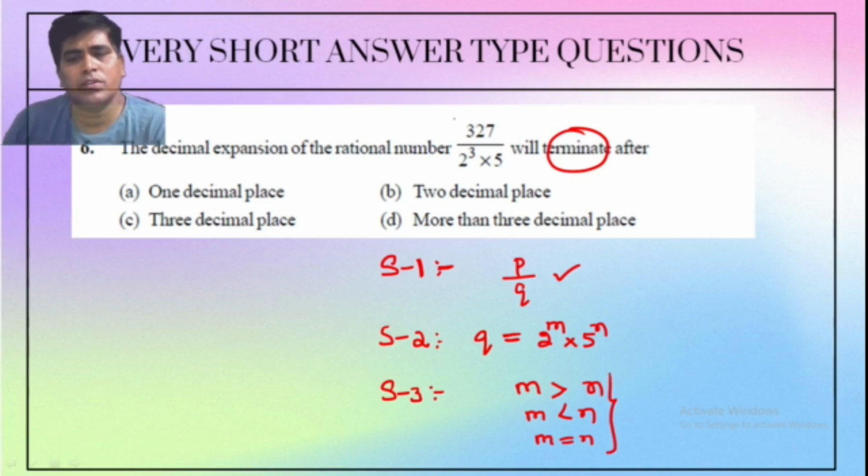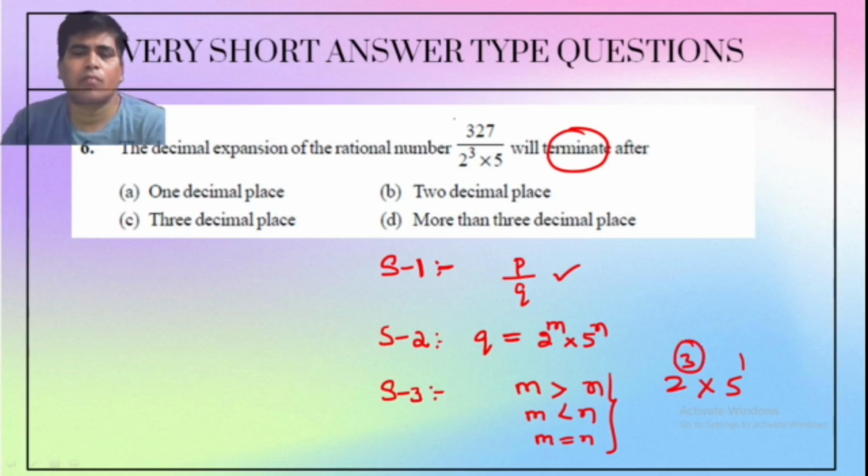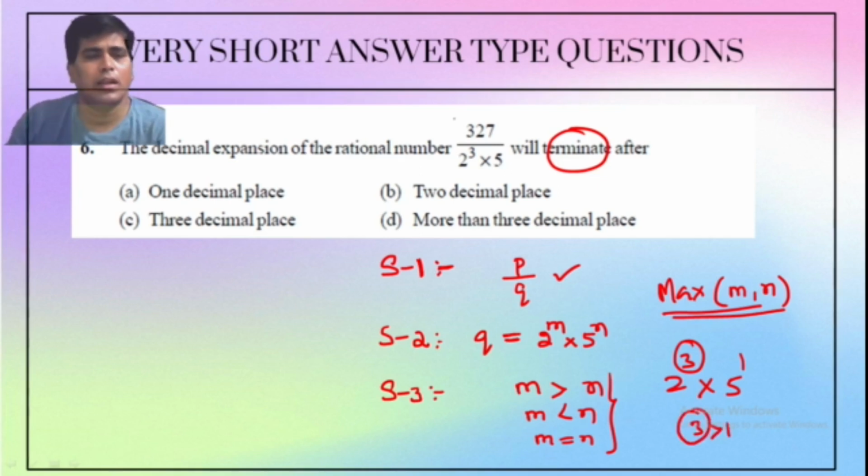So in this question, 2 to the power of 3 into 5 to the power of 1. What is the maximum power? 3. We have to select the maximum of m and n, which gives the answer, maximum of m comma n. So what is the maximum here? 3. 3 is greater than 1. So after 3 decimals it terminates. So this is the answer for us.